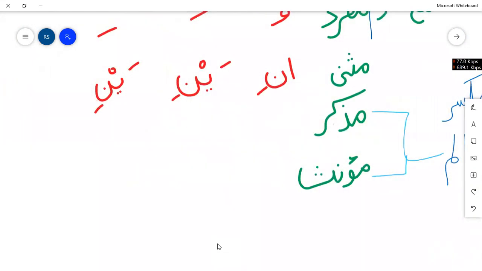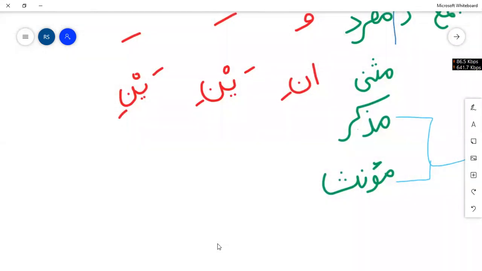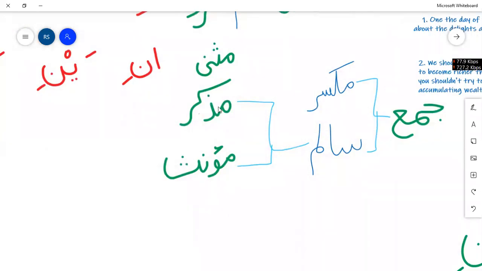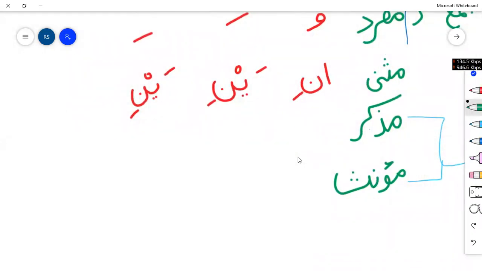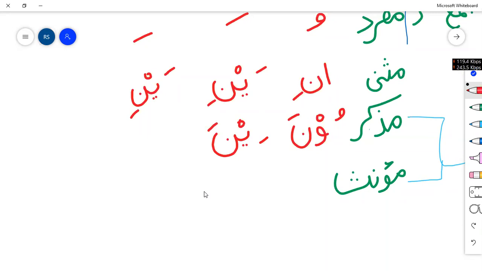Okay. So tell me the i'rab of Jamma Muzakkar Salim. You have to add Waw Noon: dhamma, Waw, mufrad, Noon fatha. So we can say this Waw is the sign of Rafa. And in Nasab, you have to add Ya and Noon with a fatha on the Noon. Muslimina: kasra, Ya sukoon, Noon fatha. So we can say Ya is the sign of Nasab in Jamma Muzakkar Salim.